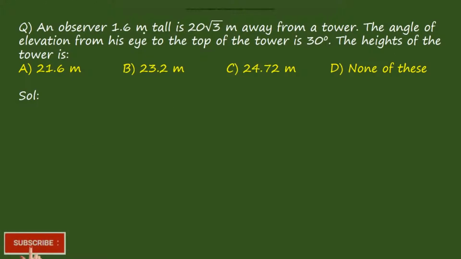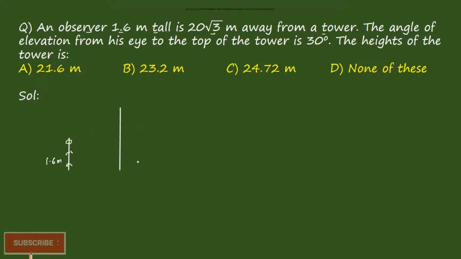An observer 1.6 meters tall is 20 meters away from the tower. The angle of elevation from the eye to the top of the tower is 30 degrees. The height of the tower is? First we understand the question. They are saying that there is an observer 1.6 meters tall. Consider a person as an observer. He is 1.6 meters tall and is 20 root 3 meters away from the tower.